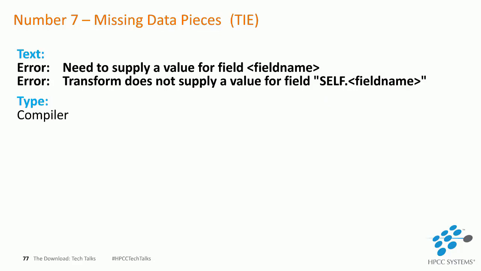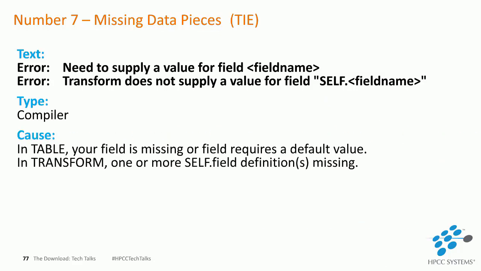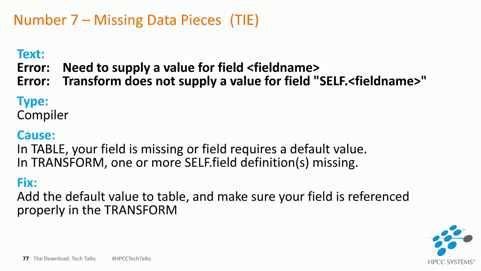What do they mean? Again, these are both compiler errors. The cause of the first error, need to supply a value for field, is normally in a table where your field is missing, or a field in your table requires a default value. And the second error, in the transform, where it's not supplying a value for self.fieldName, is, again, obvious: the target output of the transform has a field that you're not referencing. I'm going to show you an example of that right now. The fix to both of these is to give the table a default value and make sure your field is referenced in the transform.